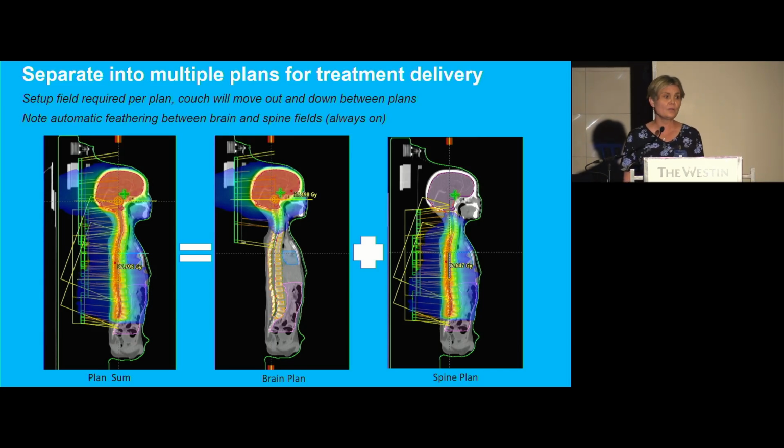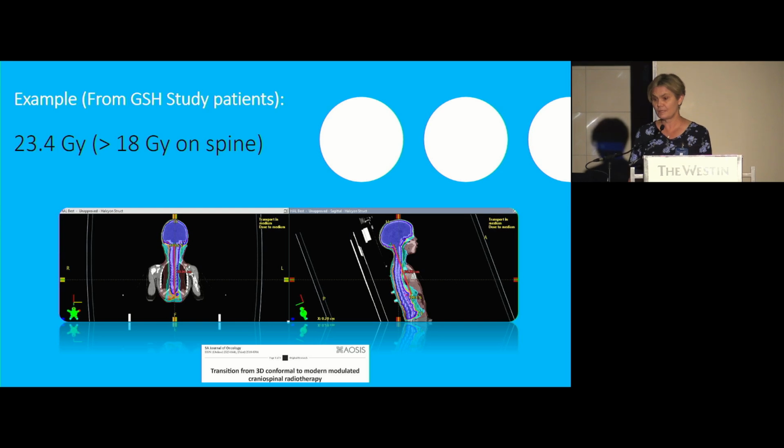All of these shifts are only in the Z direction, so your patient is moving in the couch longitudinally, no shifts laterally, no shifts anterior and posterior. And this is how you would do it. So let's look at an example in more detail.